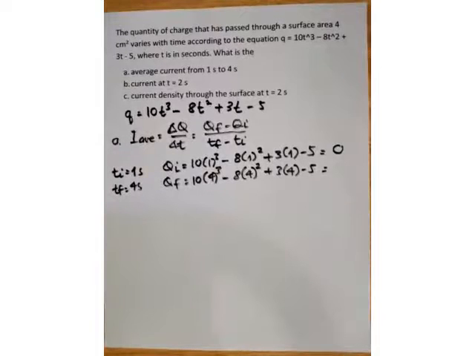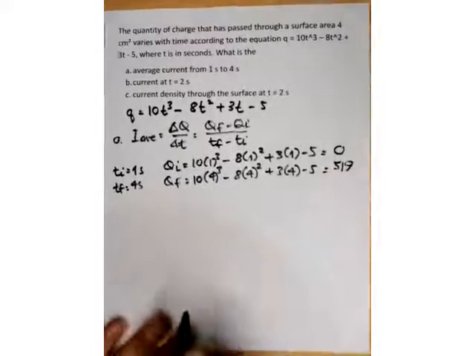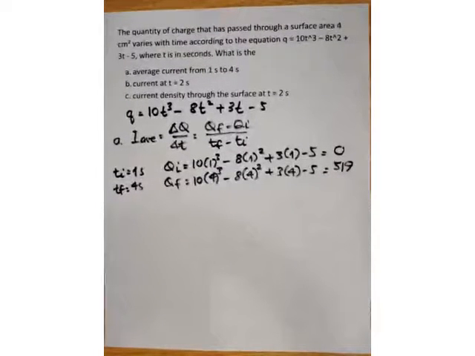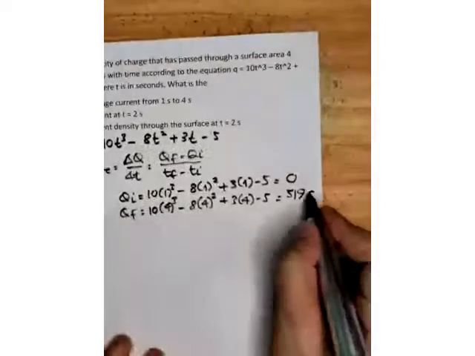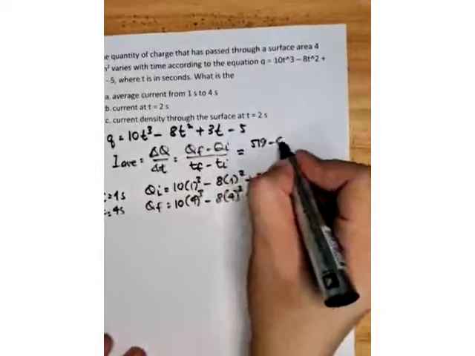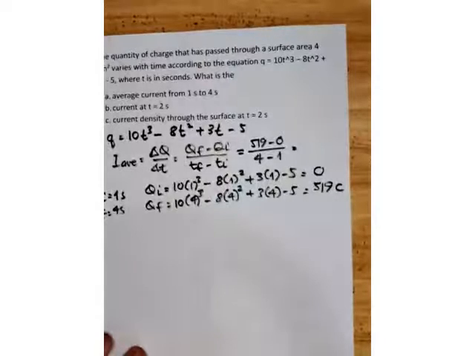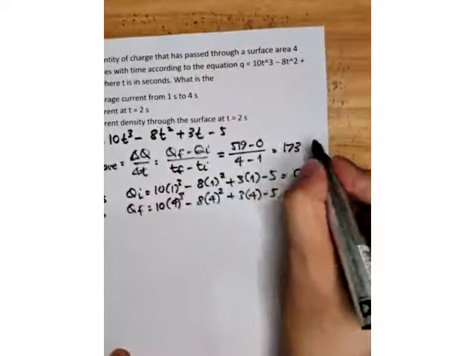Okay, 519. Tama ba ako? Tama, past lesson natin. Kung naalala ninyo, yun yun. Okay, so 519 columns. Substitute natin: 519 minus 0 over 4 minus 1. So the answer is 173 amperes. Ayan. Okay, so that is our average current.